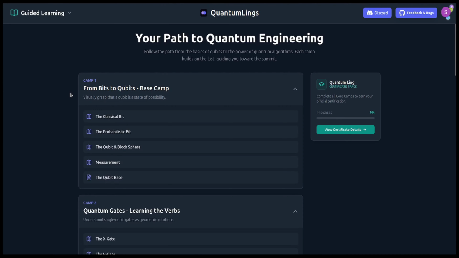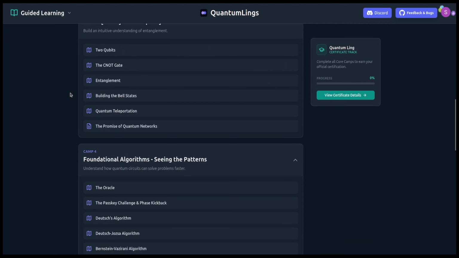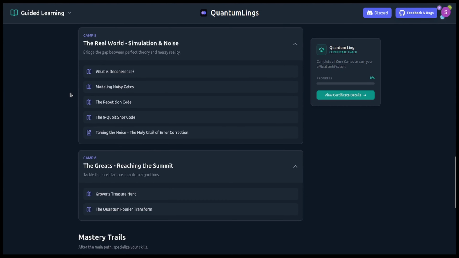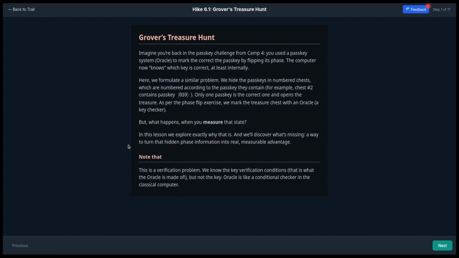Here we take you on a hike, consisting of 6 camps, where each camp ramps up your quantum involvement. At the summit stage, camp 6, basic yet important quantum algorithms are discussed. One of those is Grover's algorithm. Let's briefly talk about it.